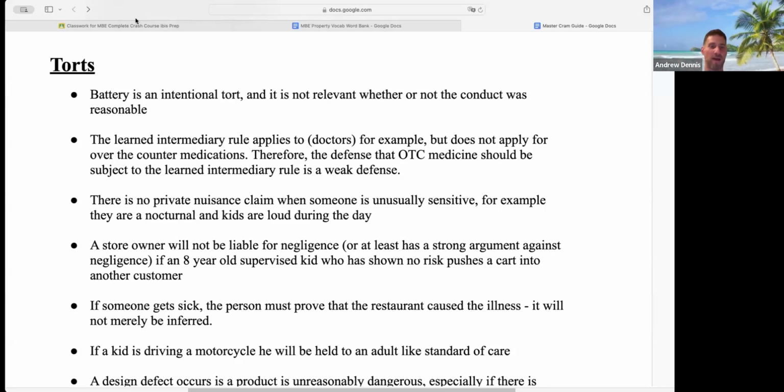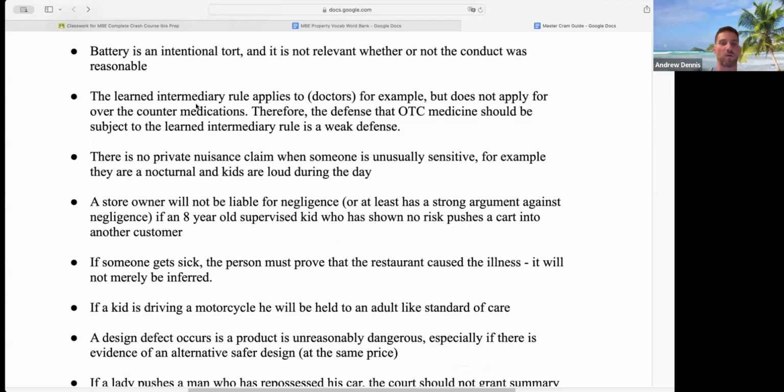All right, torts. Battery is an intentional tort, and it's not relevant whether or not the conduct was reasonable, right? We're looking at the intent element, not the reasonableness element. The learned intermediary rule applies to doctors, for example, but does not apply for over-the-counter medications. Therefore, the defense that the over-the-counter medicine should be subject to the learned intermediary rule is a weak defense, right? Learned intermediary rule is like if the doctor gives you some prescription and the doctor should have known about it and should have told you about it, but didn't. But over-the-counter medicine, it's not the doctor's fault. You should have read the warning label, most likely.